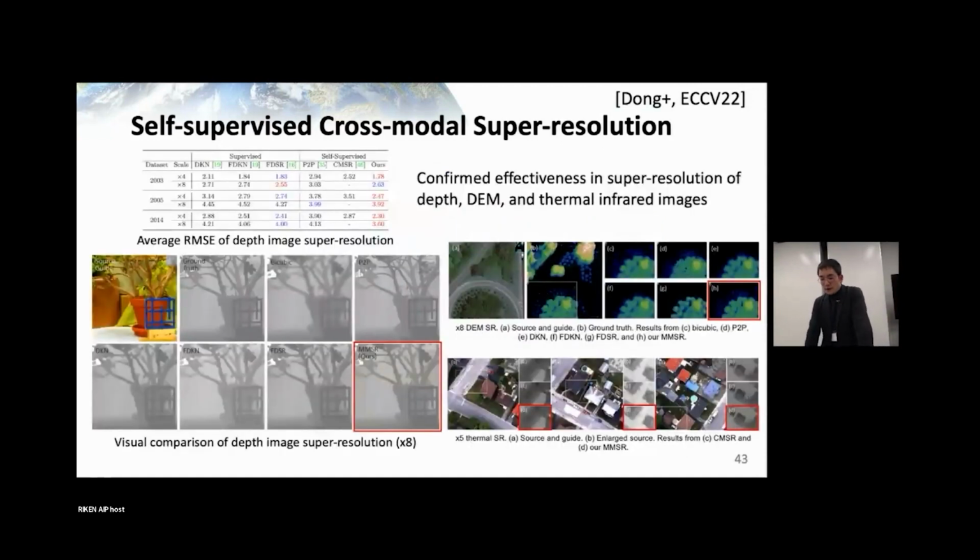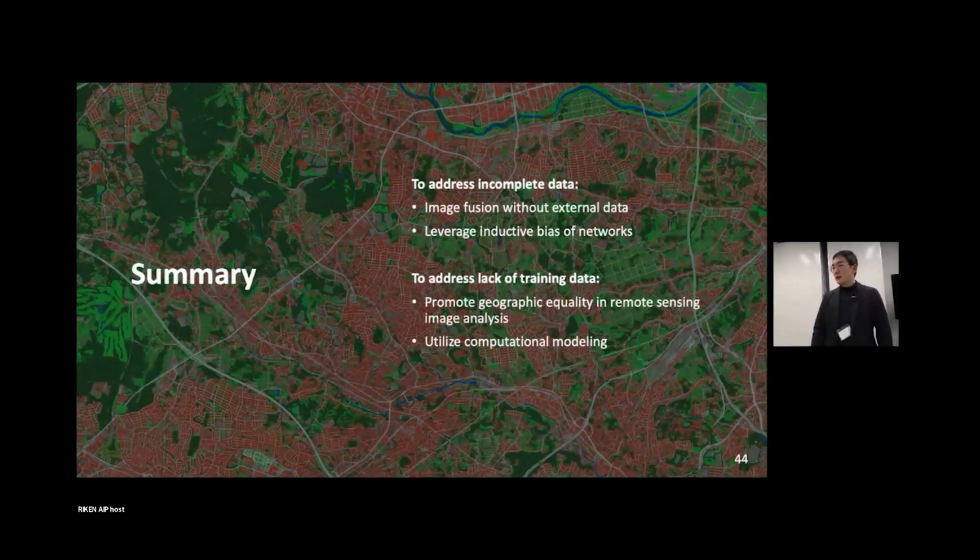So for various combinations of modalities like thermal data, digital elevation models, and depth images, we have confirmed stable and high performance of our approach, even compared to supervised approaches. So this is the summary, and that's all of my talk. Thank you so much for your attention.